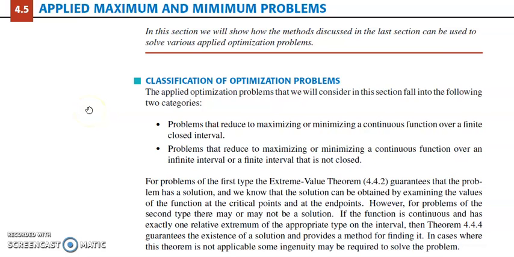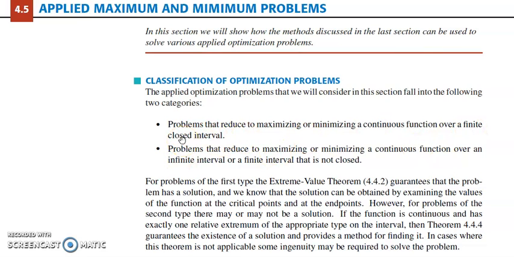Hello, so in today's class we will look at problems of applied maximum and minimum. So we'll see word problems where you need to define a function, then for that function you will be finding the maximum and minimum. Now the problem can be mainly of two types. So the problems that reduce to maximizing or minimizing a continuous function over a finite closed interval.